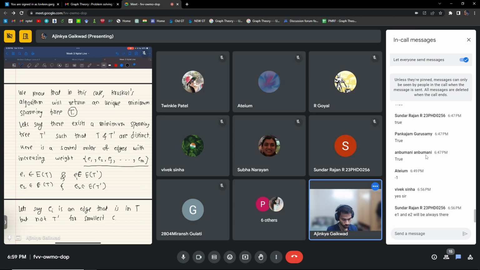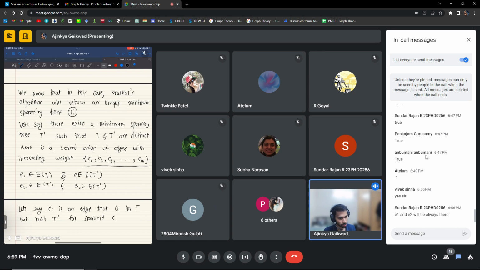How am I choosing? I ask whether E1 is in both of them. Yes. Let's move to the next one. Is E2 in both of them? Yes. Is E3 in both of them? Maybe the answer is no for T and T prime. So I move to the next one. Is E4 in both of them? The answer could be yes, both of them have it. Then maybe I went to E5 and observed E5 is there in T, but E5 is not there in T prime. Then E5 is the edge I'm interested in.